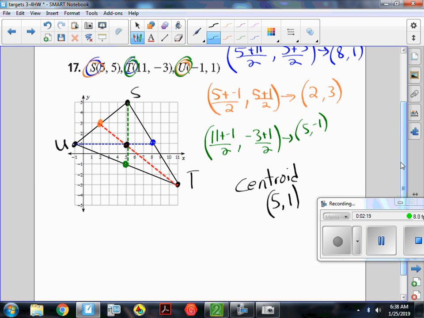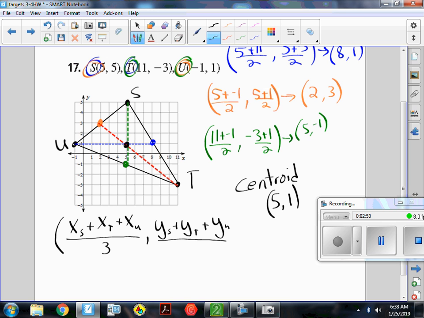So the other strategy that we can use is that the centroid acts as a midpoint, per se, of the triangle. It's definitely one of 4 different centers in a triangle, but it's the only one that can be found using the average of all the values. So if I take the x value from the S, plus the x value from the T, plus the x value from the U, and divide by 3, I'll get the x coordinate of the centroid. Then I can take the y value from the S, plus the y value from the T, plus the y value from the U, and divide by 3, and I'll get the y coordinate of the centroid.